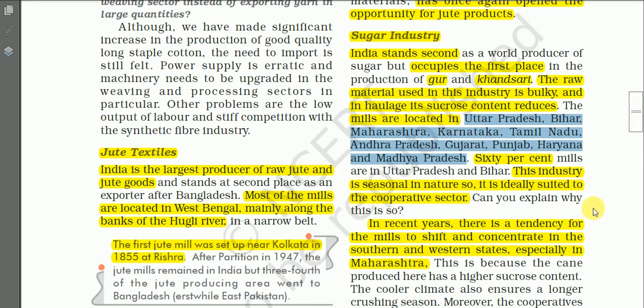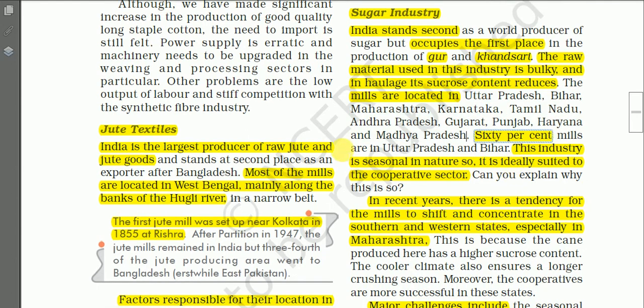60% of sugar mills are located in Uttar Pradesh and Bihar, and this industry is seasonal in nature, so it is ideally suited to the cooperative sector. So these sugar mills are seasonal in nature. That means we do not get sugarcane throughout the year, and that is why this type of industry is ideally suited in the cooperative sector.